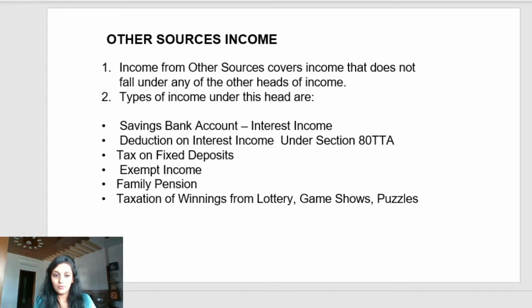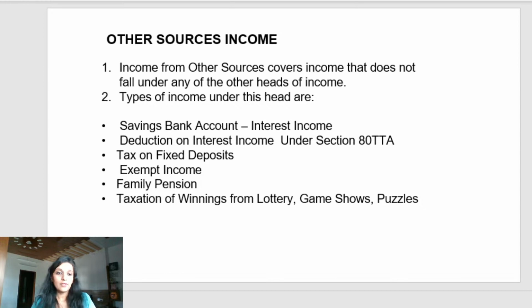PPF and EPF amount which you withdraw after maturity is exempt from taxes, and it must be declared as exempt income under the income from other sources head. You have to make this clear: whatever exempt amount you are including, you have to include in the respective head. We'll be discussing where you have to enter it in the demo part.